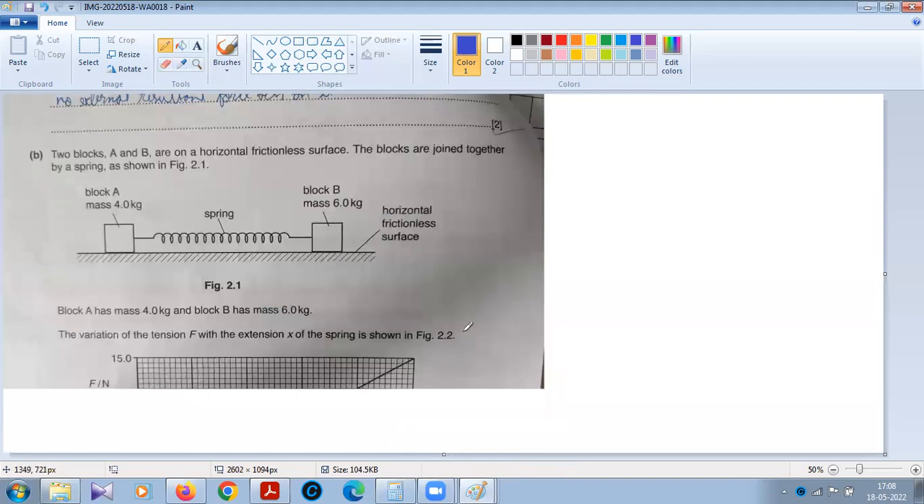Force increases, extension also increases. Shouldn't it have an increasing gradient? Because acceleration will increase, right? So momentum will also increase.